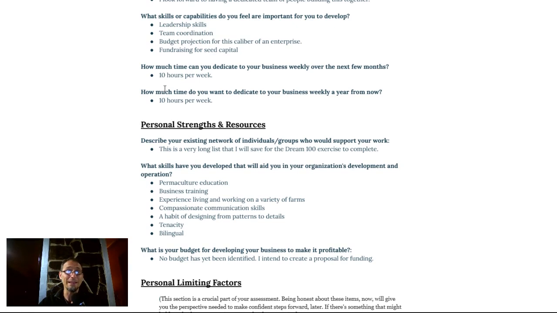Skills or capabilities that I feel are important for me to develop. Really, a business of this scale, as much experience as I have in teaching and operating groups and running work teams and project management and stuff for agricultural stuff, this is going to be next level. So I know I do need to improve on my leadership skills, my team coordination skills. Budget projections for this caliber of an enterprise is going to be a next level for me.